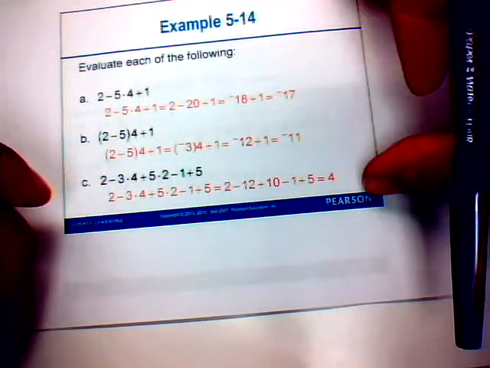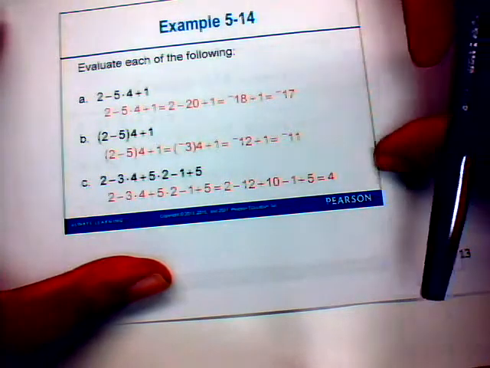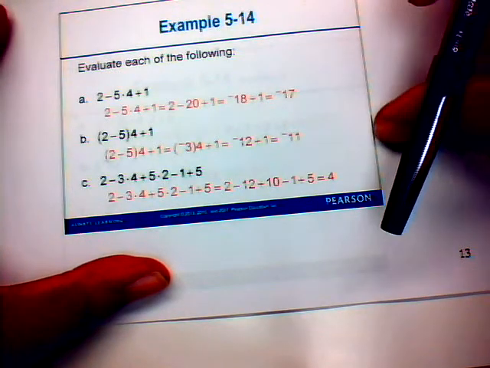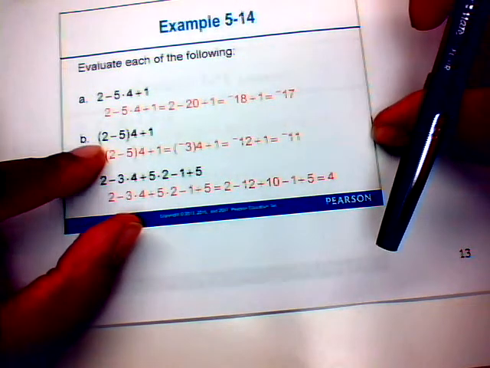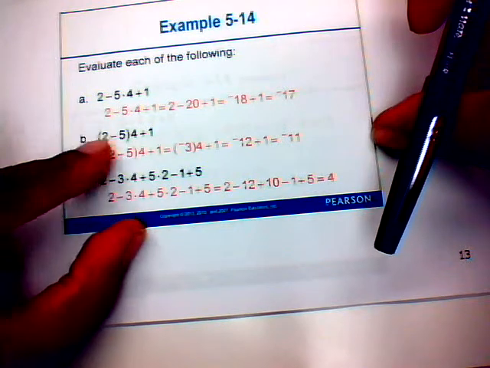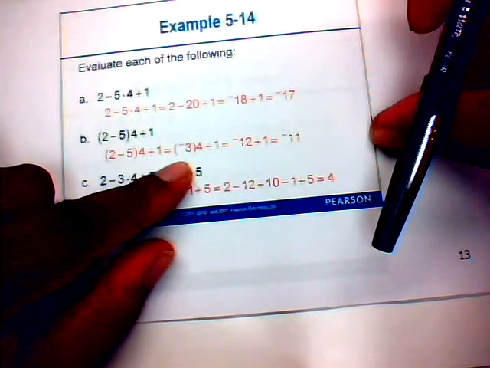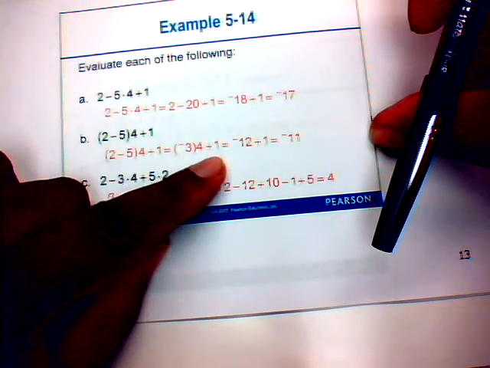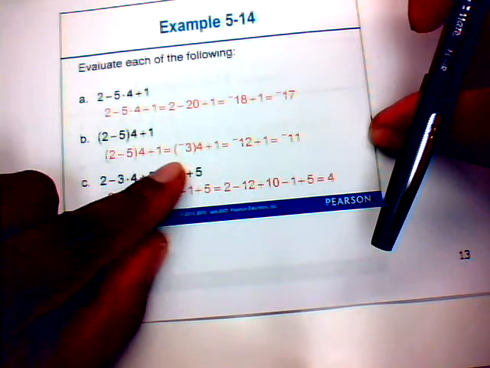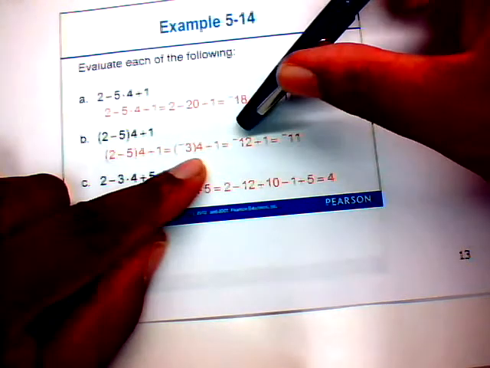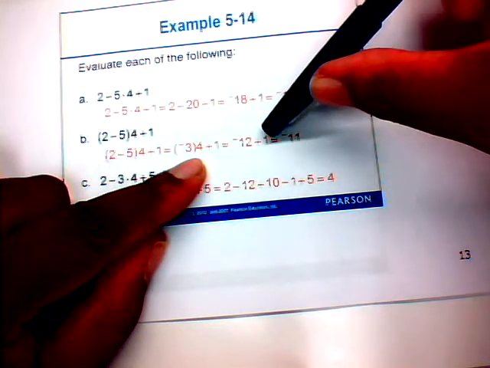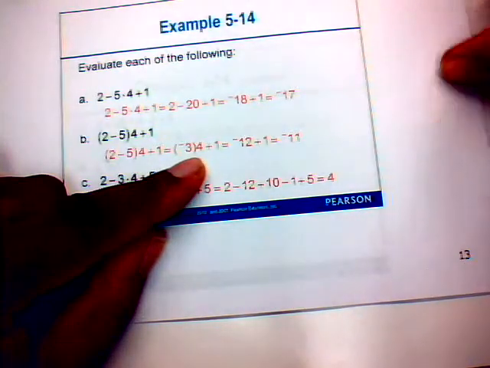B part. In the parentheses, 2 minus 5 multiplied by 4 plus 1. We got the parentheses here, so we do that first. 2 minus 5 is negative 3. So negative 3 times 4 plus 1. Well, negative 3 times 4 is negative 12. Negative 12 plus 1, negative 11.